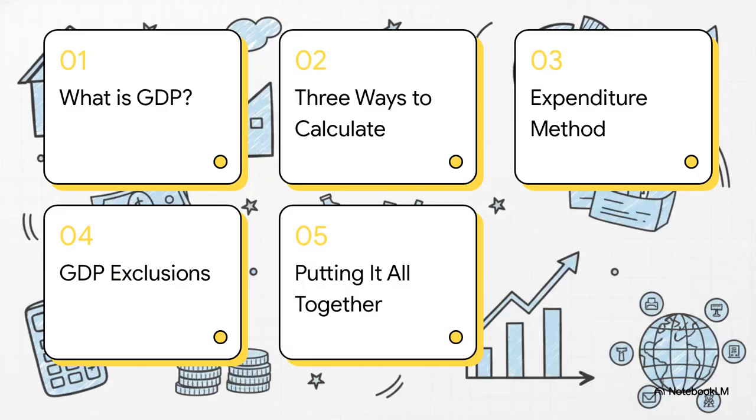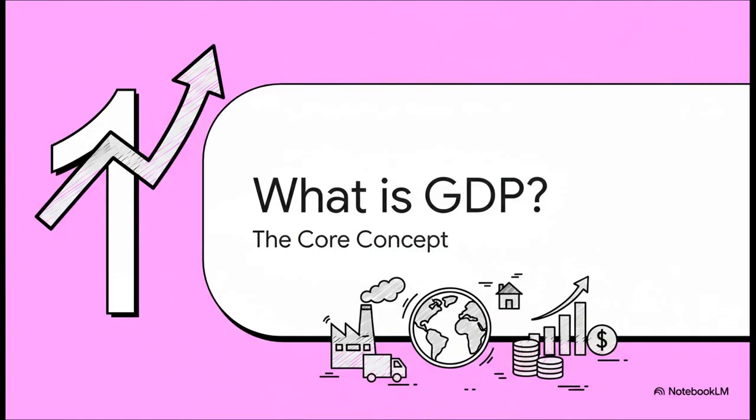So here's our roadmap. We'll start with the core concept. What exactly is GDP? Then we'll look at the 3 different ways economists can calculate it. We're going to do a deep dive into the most common approach, which is the expenditure method, before clarifying some really important things that get excluded from GDP. And finally, we'll pull it all together.